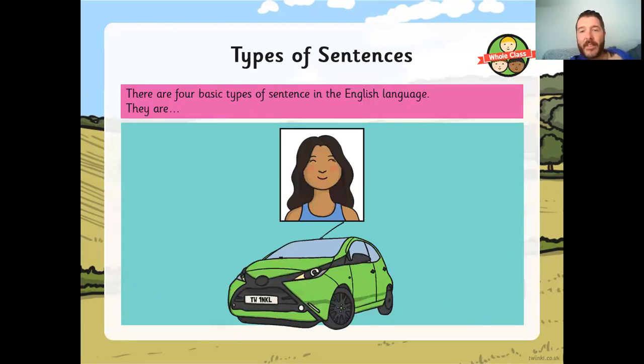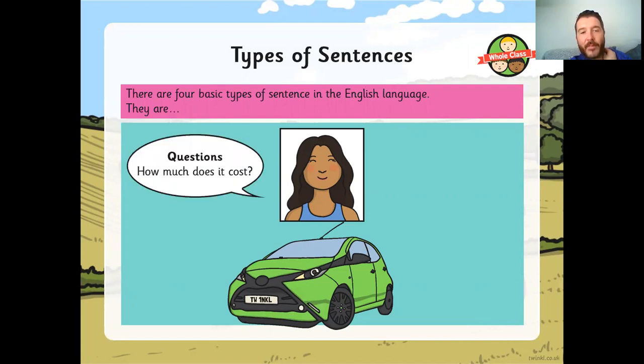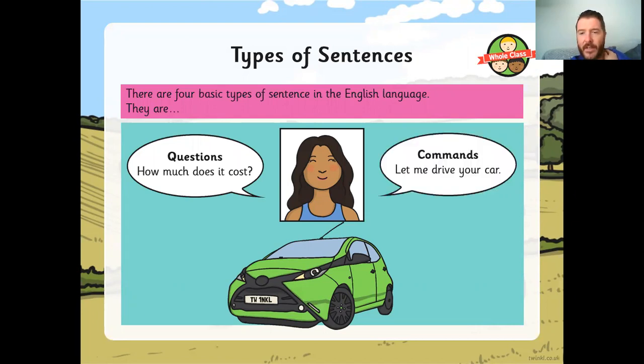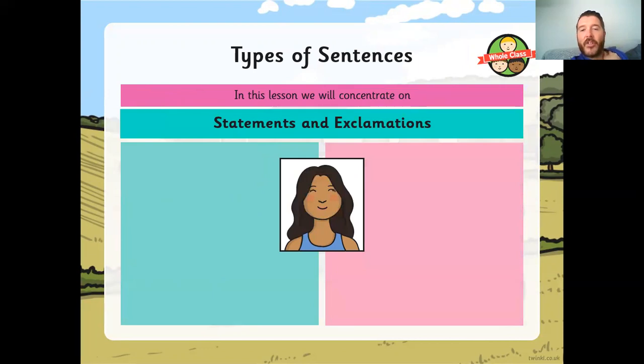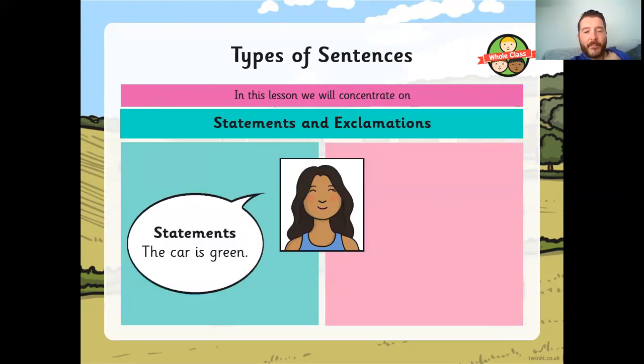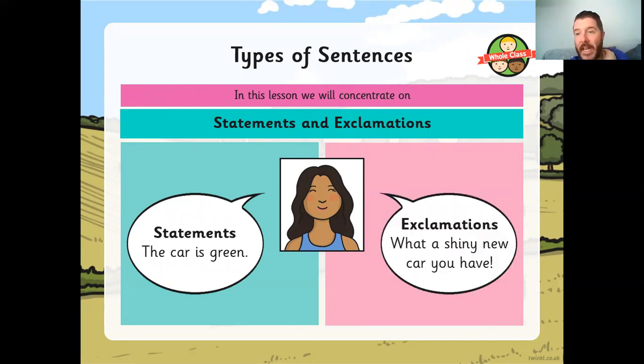So, types of sentence. There are four basic types of sentence in the English language. They are questions. So, for example, how much does it cost? Commands. Let me drive your car. So they're bossy words, aren't they? Statements. The car is green. They just give us information. And exclamations. What a shiny new car you have. And we're going to be looking at the bottom two today, statements and exclamations. So in this lesson, we'll concentrate on statements and exclamations. Statements, the car is green. Exclamations, what a shiny new car you have.